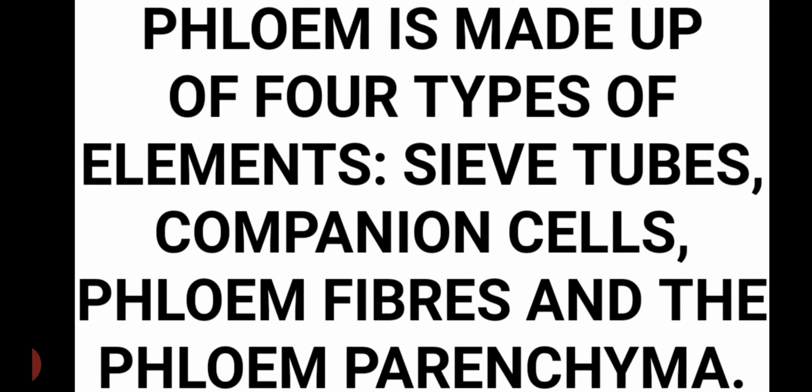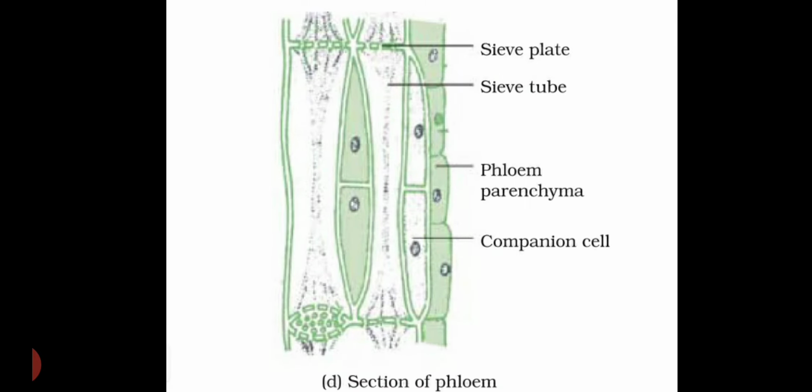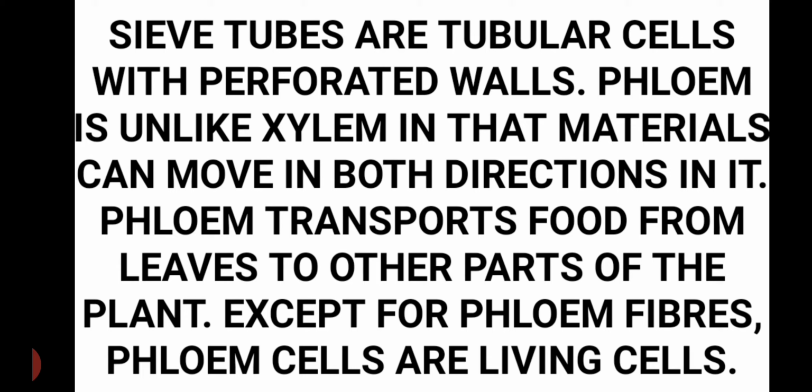The next one is phloem. Phloem is made up of four types of elements: sieve tubes, companion cells, phloem fiber and phloem parenchyma. Now this is the structure of a phloem tissue. So the sieve plate is there, then the sieve tube, phloem parenchyma, and companion cell. Now sieve tubes are tubular structures with perforated walls. That means on the top they are perforated.